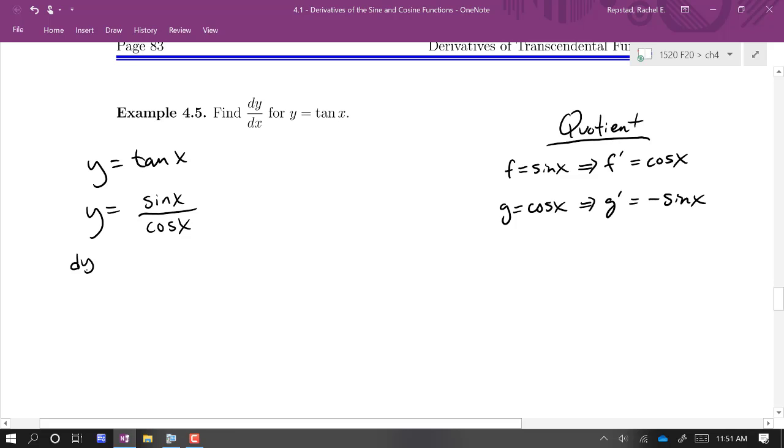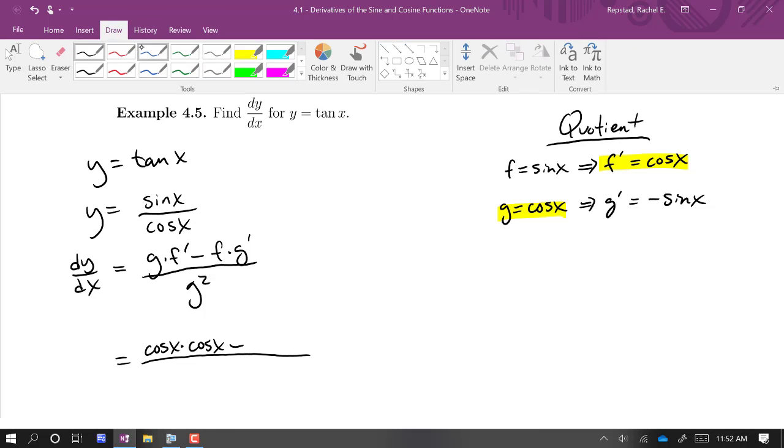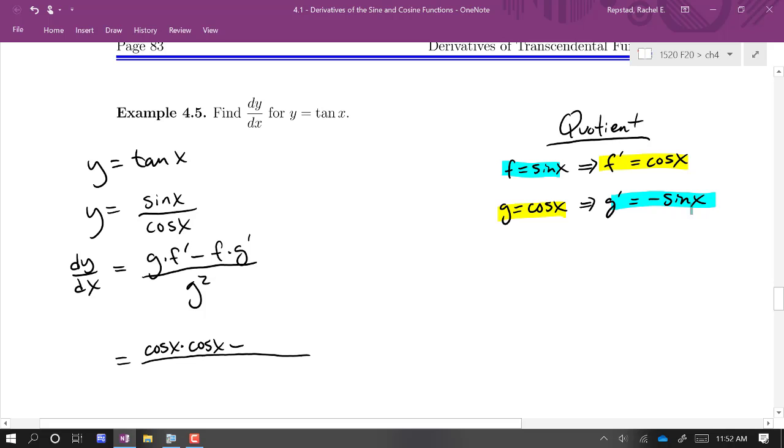So dy dx, we're going to use the quotient rule, so that's g times f prime minus f times g prime all over g squared. So g times f prime is cosine times cosine. Cosine x times cosine x minus sine times a negative sine. So sine x times negative sine x, all over g squared, so that's all over cosine squared x.